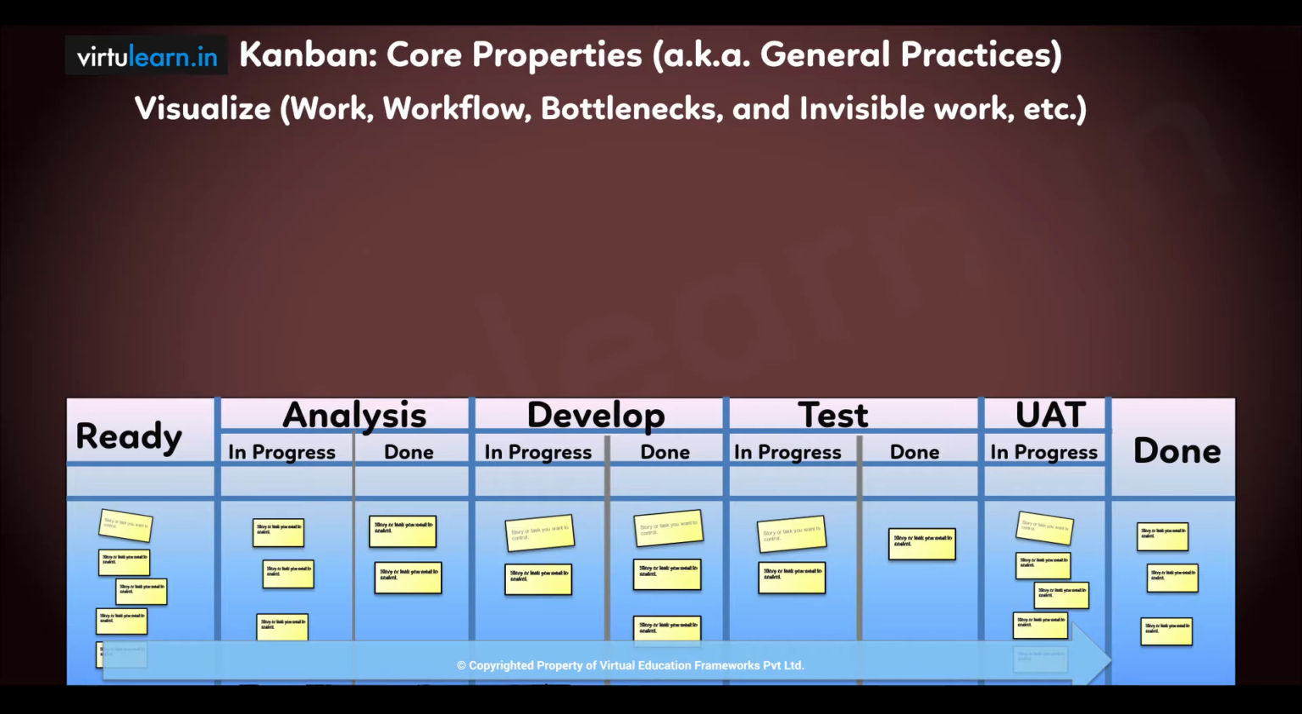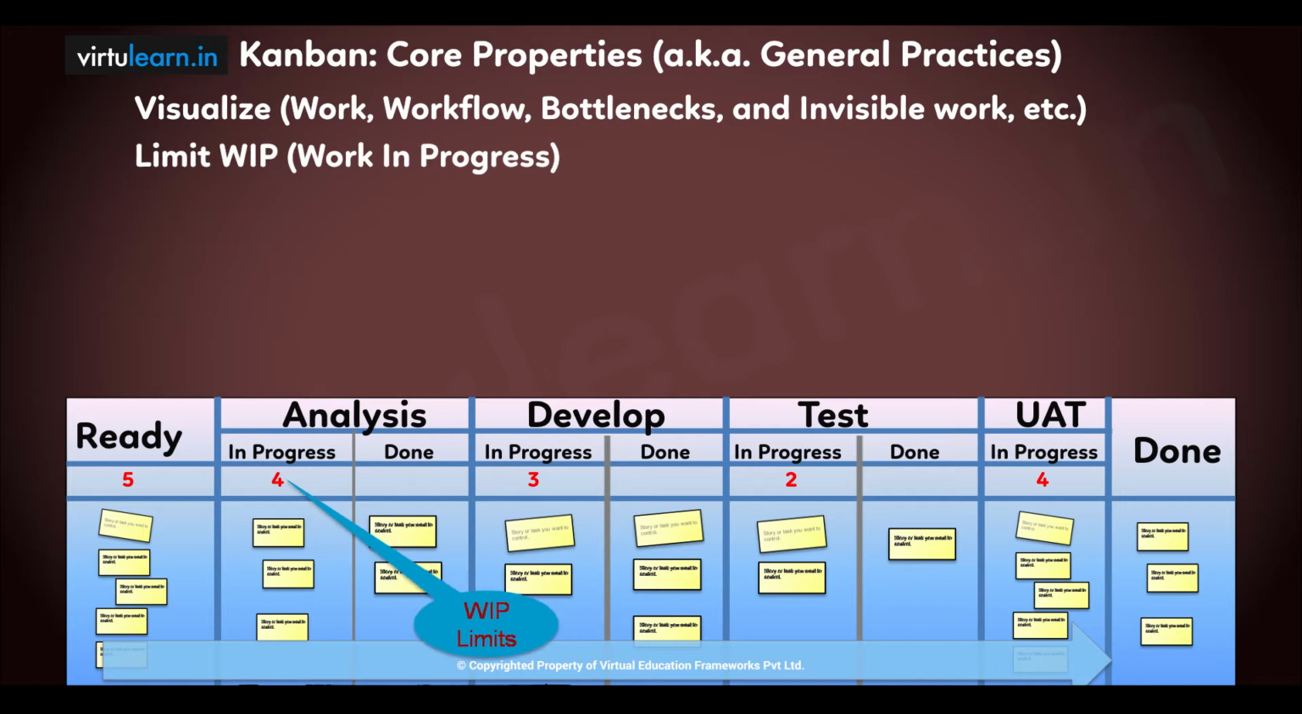Next practice of Kanban is limit work in progress. Limiting work in progress essentially helps the team to focus and improve the flow, and the team can better collaborate.